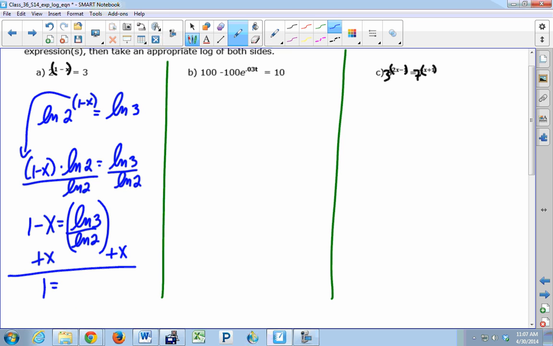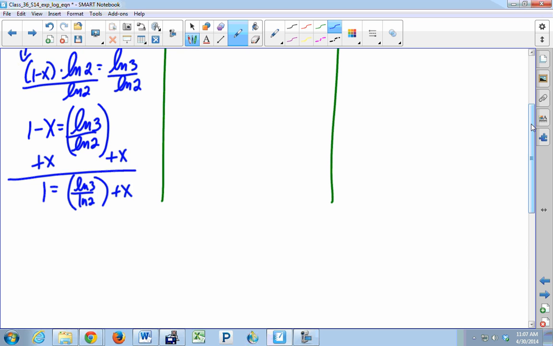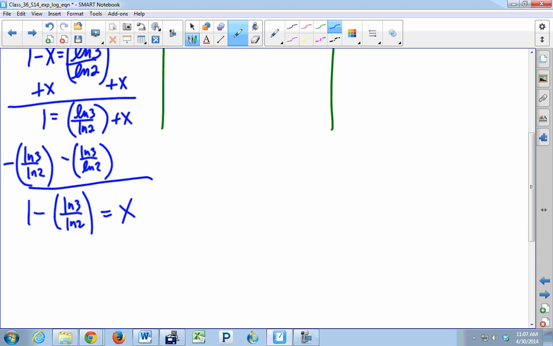I get 1 equals that ugly constant, natural log of 3 divided by natural log of 2, plus x. Now to get x all by itself, I subtract away the constant from both sides of my equation. Natural log of 3 divided by natural log of 2, I'm going to subtract it from both sides. So my left side becomes 1 take away that constant, natural log of 3 over natural log of 2, equals x. That's my exact solution. I'm done.